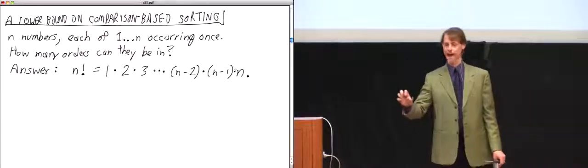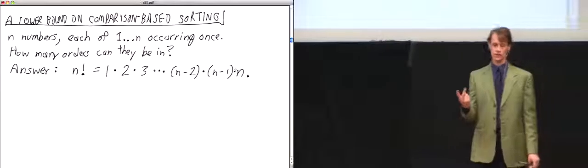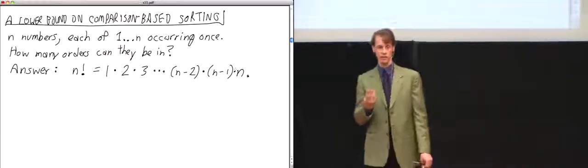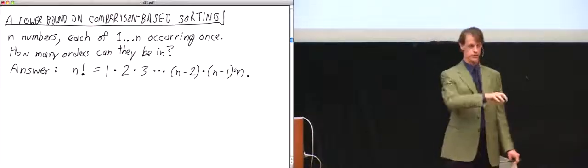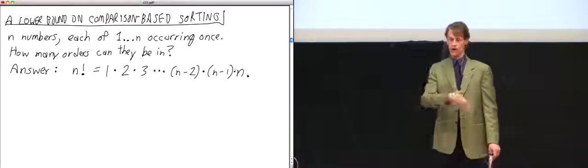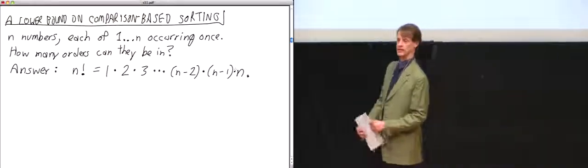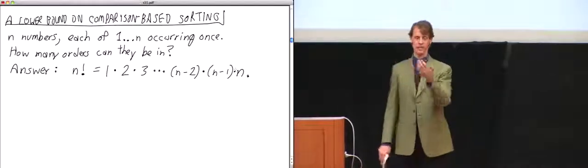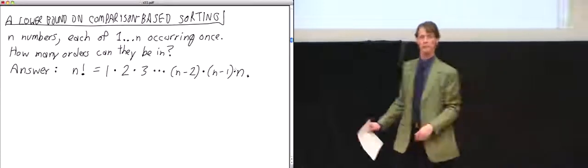There are n times n minus 1 possibilities for the first 2 numbers in the sequence. For the first 3 numbers in the sequence, the number of possibilities is n times n minus 1 times n minus 2. And so on, I go through the rest of the numbers in the hat. Following this logic to its conclusion, the total number of possible orderings is n times n minus 1 times n minus 2 times n minus 3, all the way down to 1.